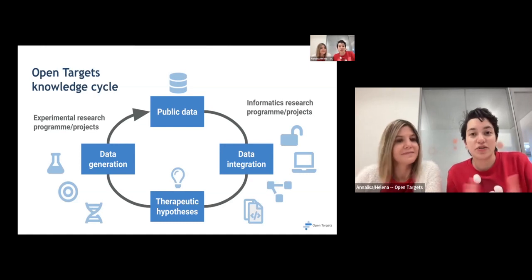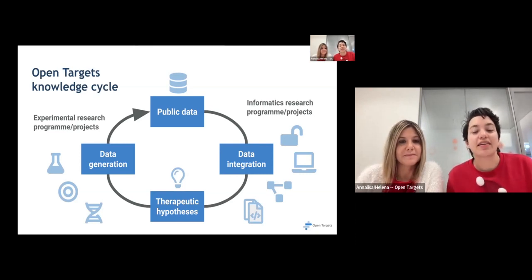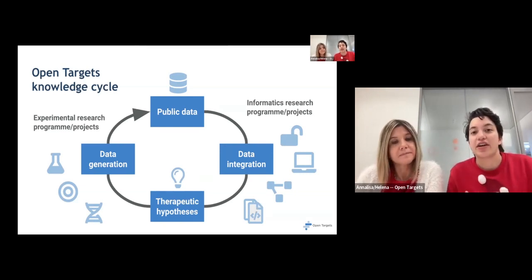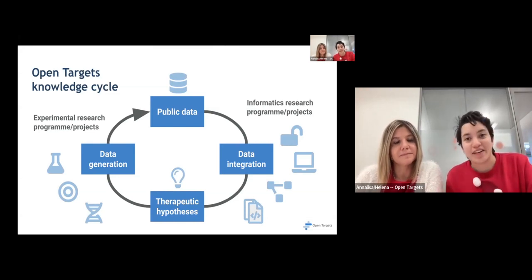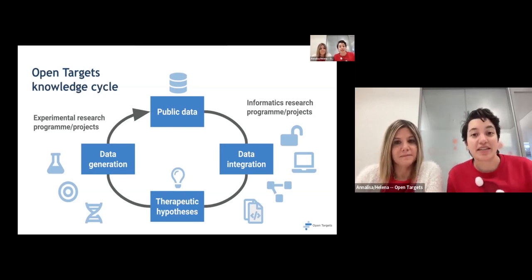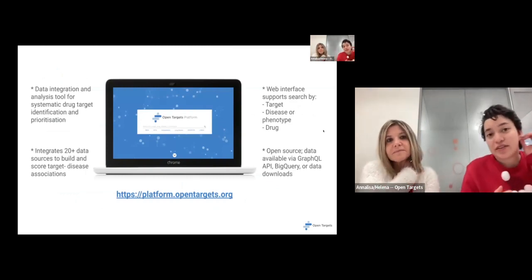Hopefully using all this data, and the way that we present it, you can generate some therapeutic hypotheses. And then on the other side, we have our experimental program, which will take some of these therapeutic hypotheses, develop them, and try to look into either the biology of different diseases or into trying to find novel targets to ameliorate those diseases, and to generate new data that can then become public and feed into the platform. So these are the two sides of Open Targets, the experimental side and then the informatics side, which is what we're focusing on today.